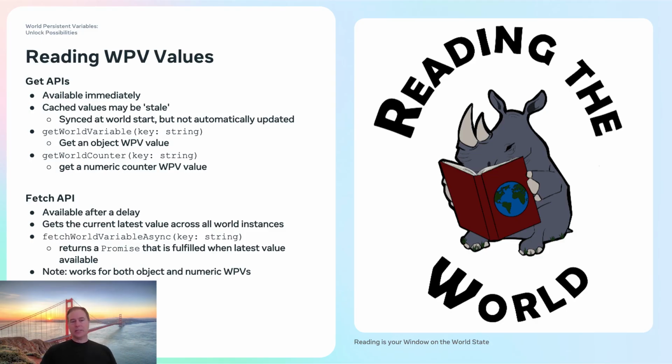And so you can fetch a world variable either for object or numeric WPVs. It works for both kinds. The object ones will return an object, and the numeric ones will return a number. So that's the reading part of WPVs.